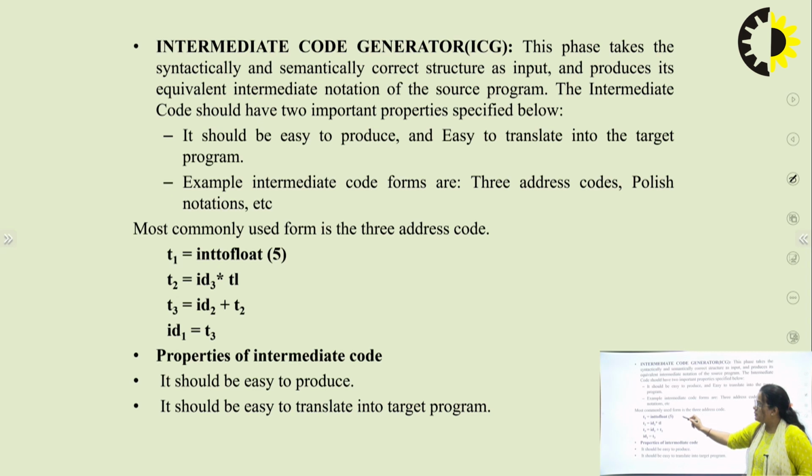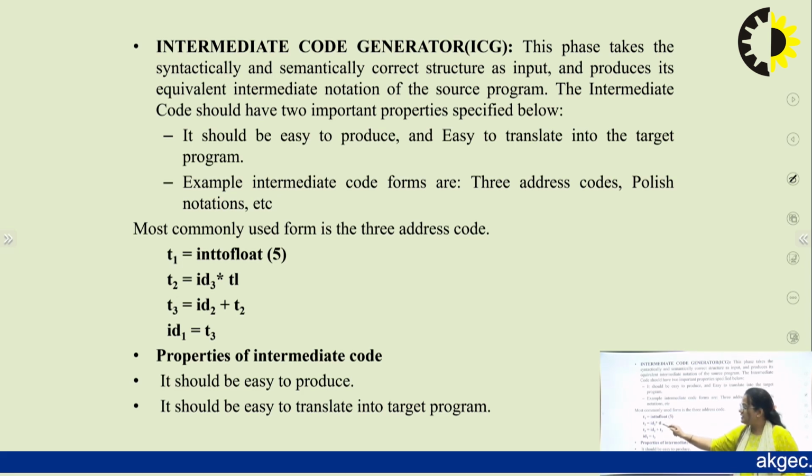So this is the example of 3 address code. T1 equals inttofloat 50. We store in T1, T2, T3; these are temporary variables. We store the constant value in T1. Then T2 equals ID3 multiplied by T1. And T3 equals ID2 plus T2. And ID1 equals T3. After that, we store the T3 value to identifier 1. Now the properties of intermediate code: it should be easy to produce, and it should be easy to translate into the target program.